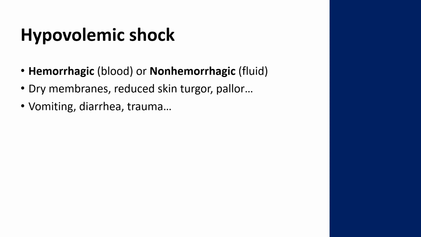Now, there are a couple of other processes that can lead to fluid loss that you need to be aware of that sometimes kind of sneak under the radar. One of those processes is third spacing. So this would be in the case of pancreatitis, where the fluid loss isn't obvious. It's not vomiting, it's not diarrhea, it's just inflammation and some fluid that's been lost in the retroperitoneal space.